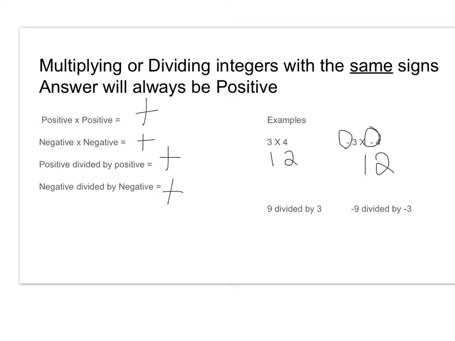Okay, we have 9 divided by 3. It's just going to be 3. It's normal everyday division. We have negative 9 divided by a negative 3. There are 2 negatives, so they're the same sign. It's always going to be positive. So what's 9 divided by 3? It gives you a positive 3 again.